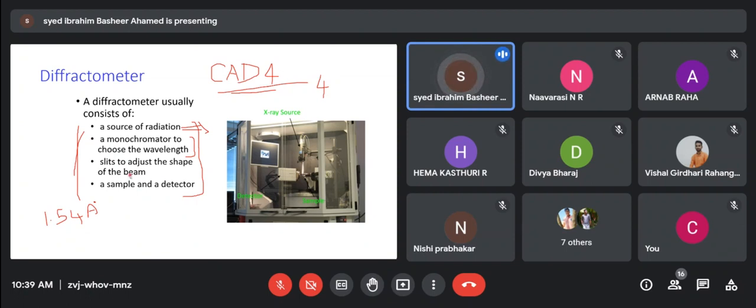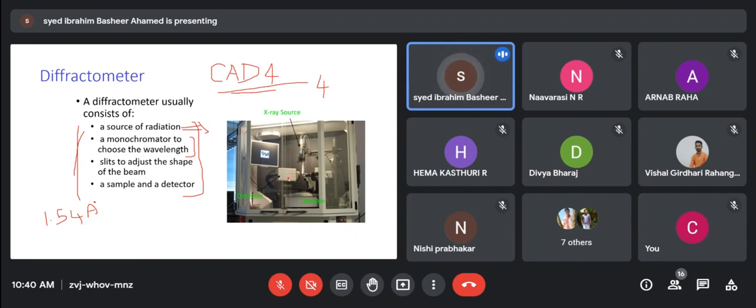Then slits adjust the shape of the beam. Again, you need a slit where you focus your X-ray beam. Not only the required wavelength, you also need a focus of that wavelength. Otherwise, if the beam is very wide, what is the use? You need a focused beam. And then a detector.